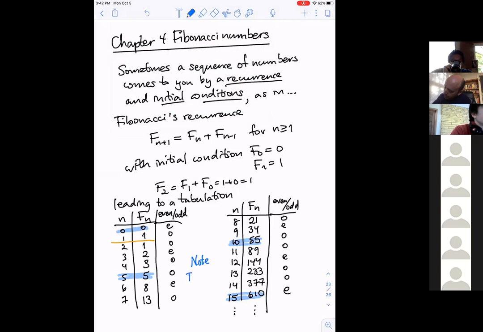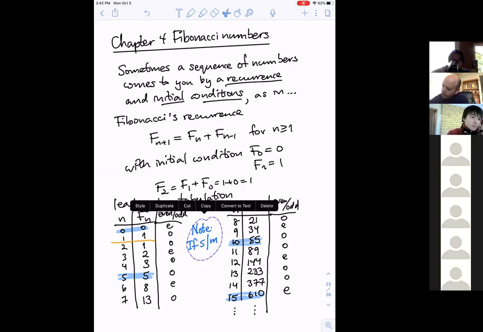If 5, should I use this division symbol? Yeah, I'm going to start using this division symbol. Divisible by, okay? 5 vertical slash m. Maybe I'll put this up here. Then 5 divides Fm. That looks a little messy.